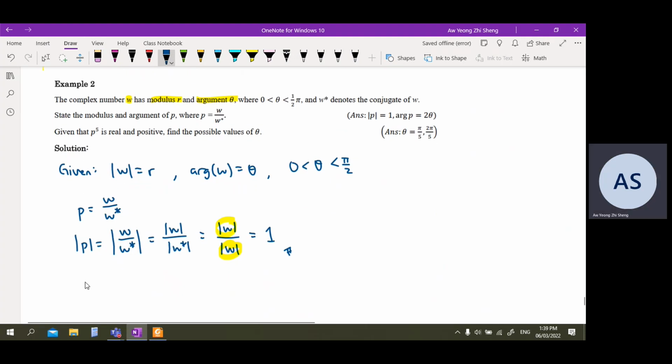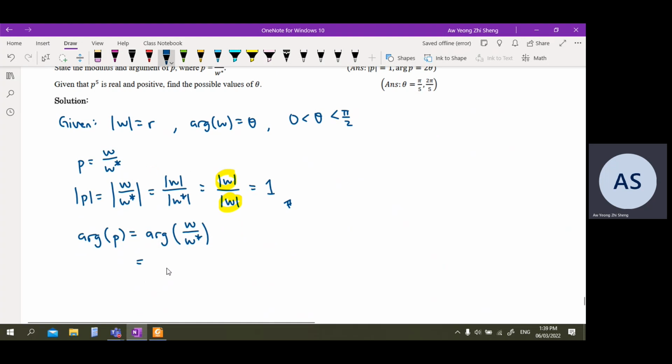Next is to find the argument of p. The argument of p is the argument of w over w star. But we know argument has a property that is similar to logs. So we can break down the division into the argument of w minus the argument of w star.